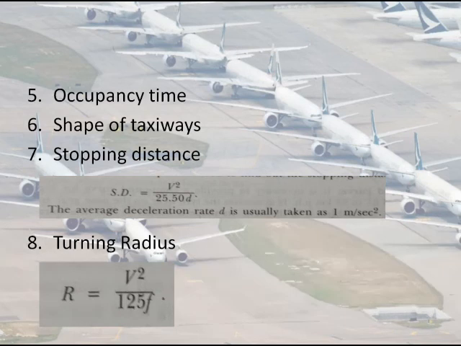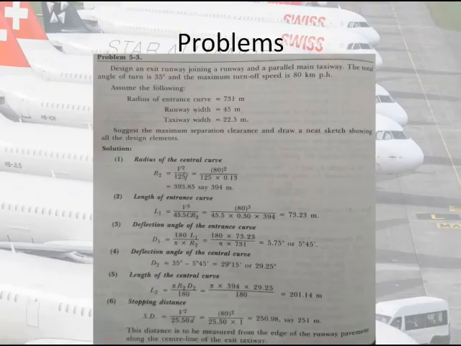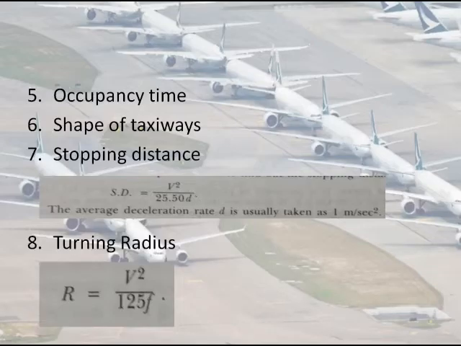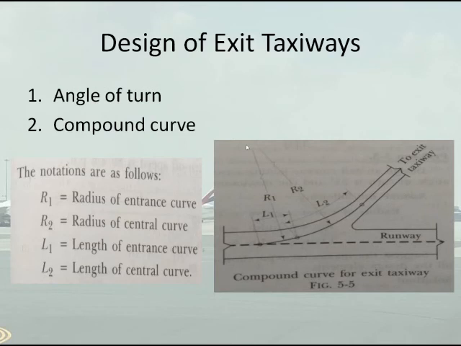This is how we are going to calculate the turning radius. So let us move on directly to the problem. The problem is the design of an airport taxiway. It is simple as that. We have looked at the procedure for how to design a taxiway in the previous slides.